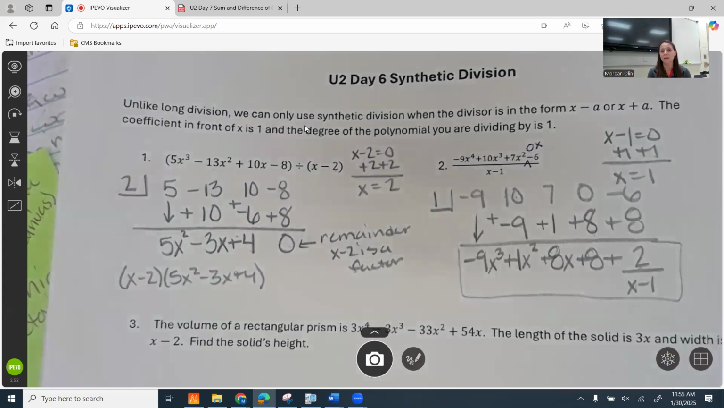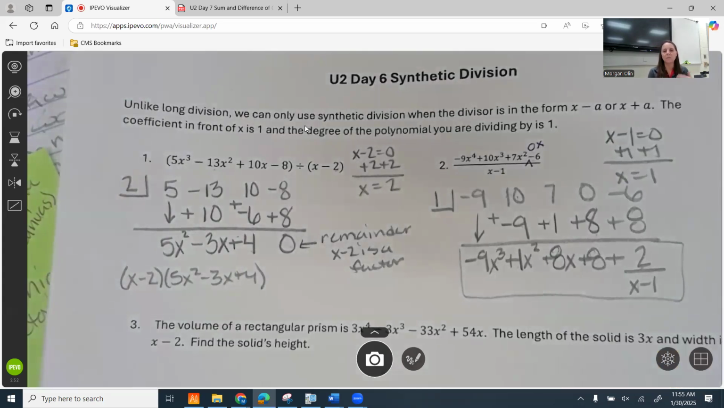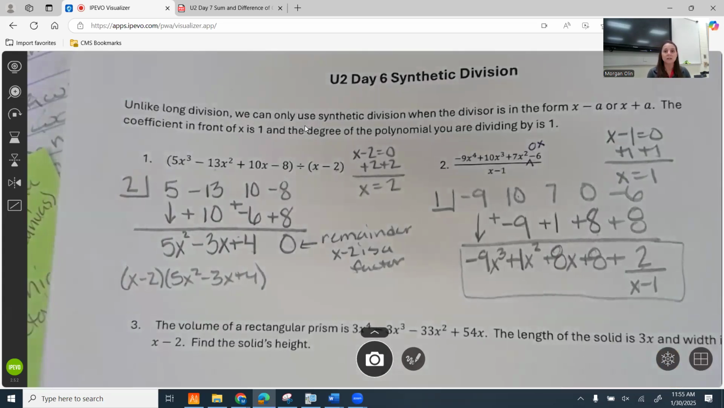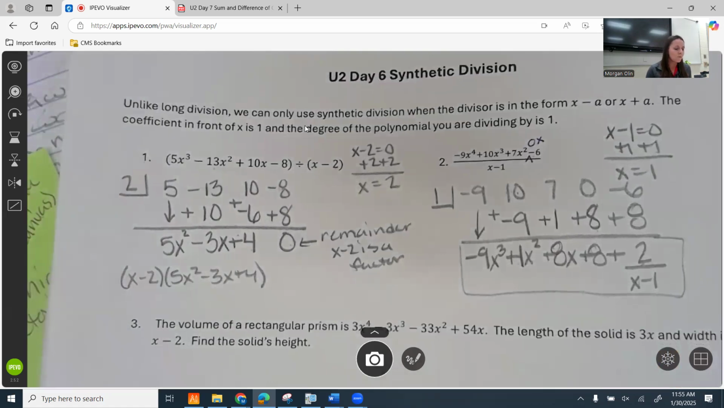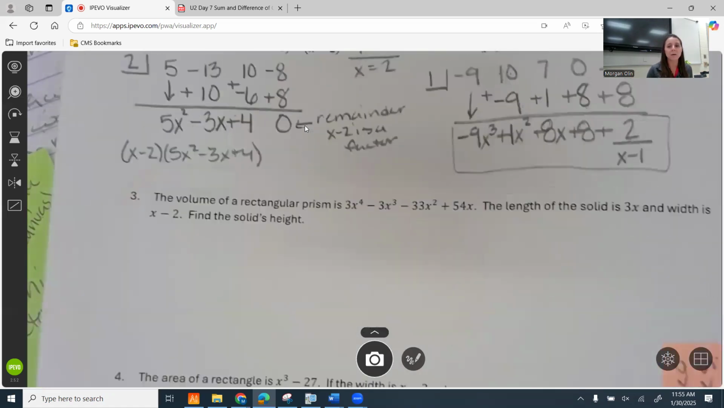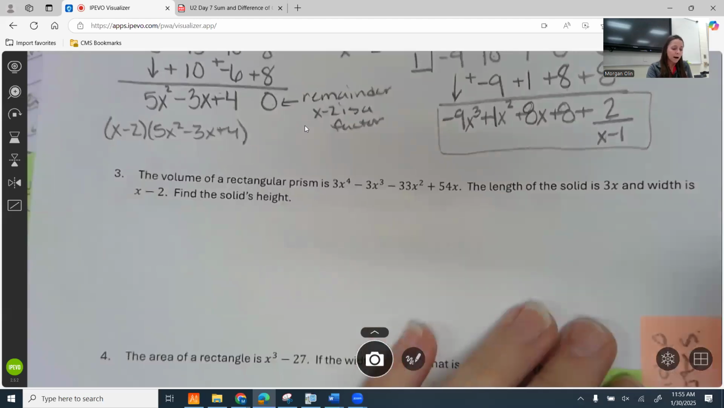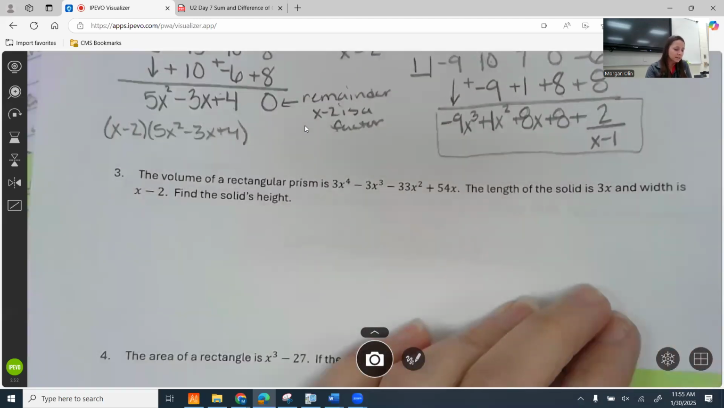Now, if we did this one with long division, it would take us a little bit of time because it is to the 4th degree and it just is a longer answer. So it's going to take a longer time. So synthetic division, if we're able to use it, is actually a quicker method to be able to do this. All right, moving on to number 3. You see that is a word problem. We can apply word problems to this. All right, so let's do that.